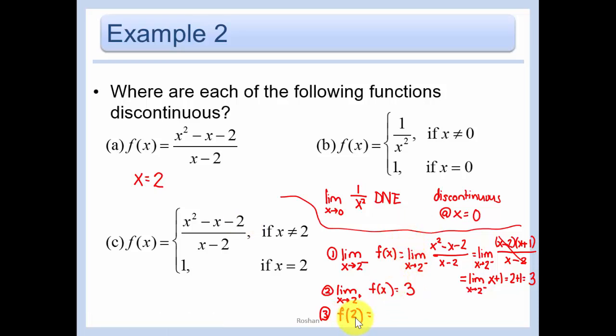But what is f of 2? F of 2, I use this function. F of 2 is 1. Therefore, since the limit as x approaches 2 of f of x does not equal f of 2, our function is discontinuous at x equals 2.